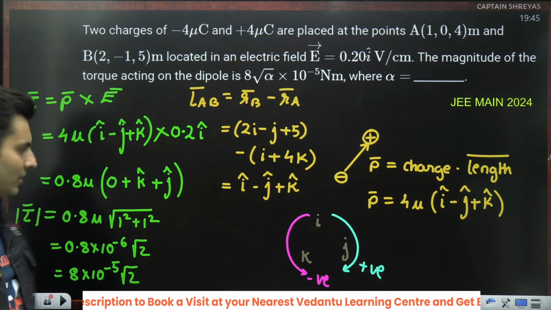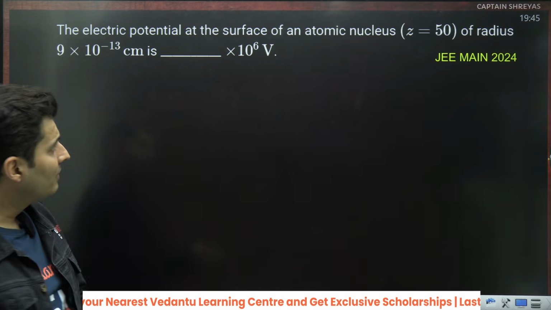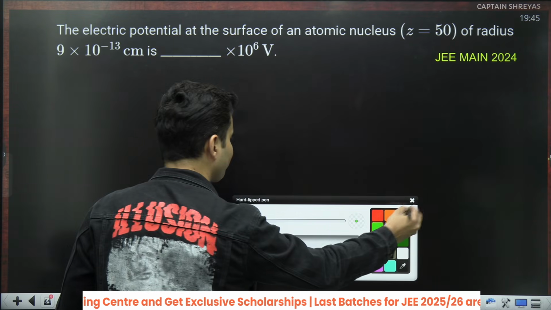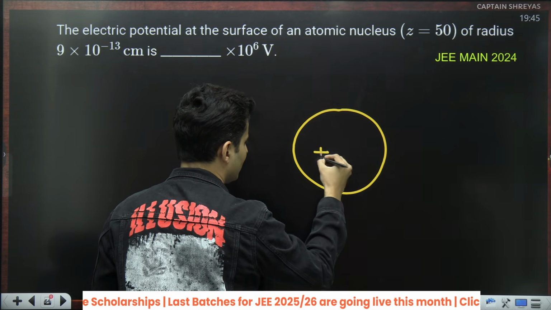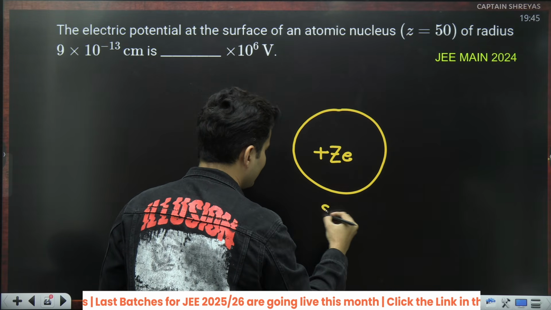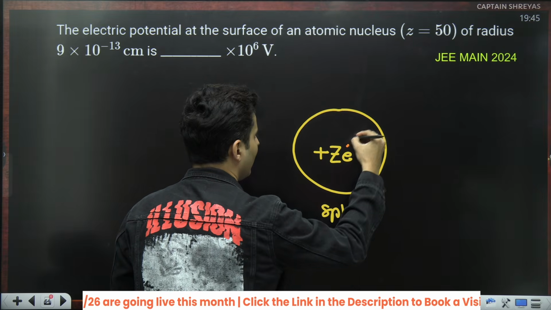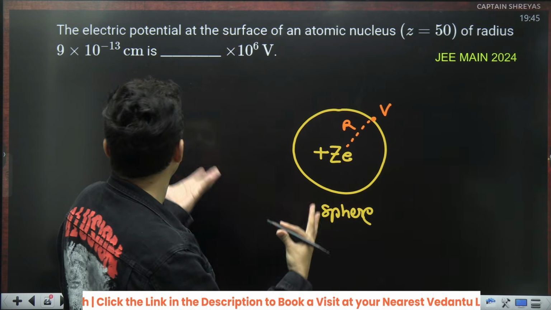Okay, let's go to the next question on your screen. The electric potential at the surface of a nucleus of radius is how much? Surface of a nucleus. A nucleus has a charge of plus Ze. It's like a sphere, and that sphere obviously has some radius. Question is, what is the potential on that surface?